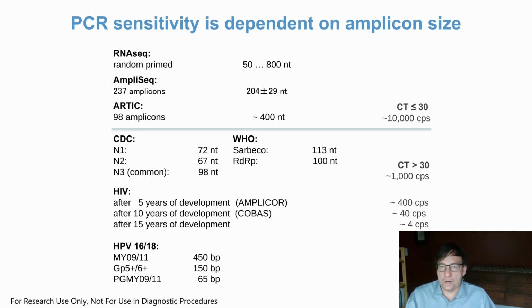And I think where we are with sequencing is really in the first 5 years. We're good if we can detect down to 400 copies, and I hope it takes us less than 10 years to go down to 4 copies per mil. And obviously you can play the same game here with HPV 16 and 18, also a clinical viral load assay, where the most sensitive primers are the smallest.